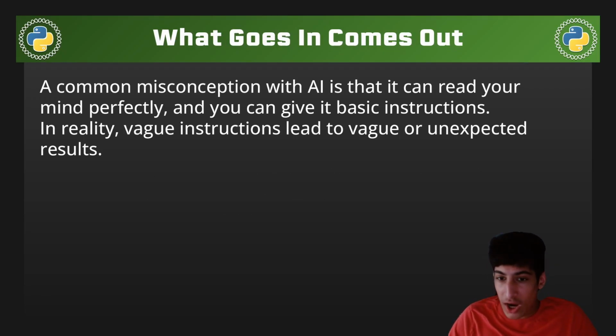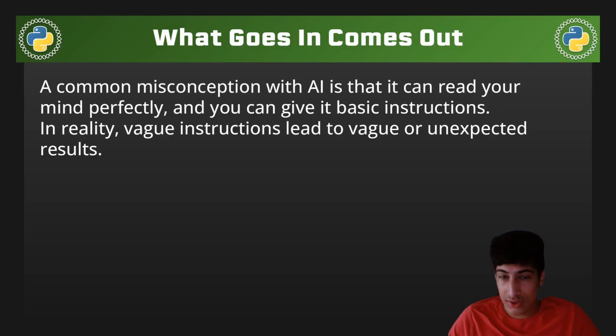A lot of the time, you can actually visualize a problem in your head, and that leads to a common misconception where if you just give it basic instructions on what you want to do, then it can read your mind perfectly and print out exactly what you want. However, giving it vague instructions like that can also lead to vague results or unexpected results.